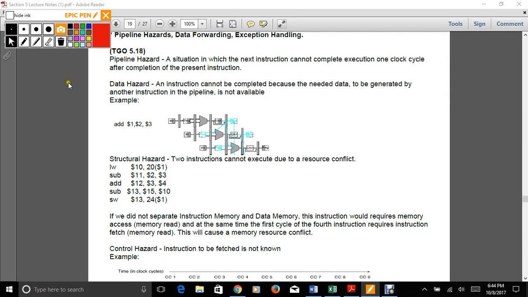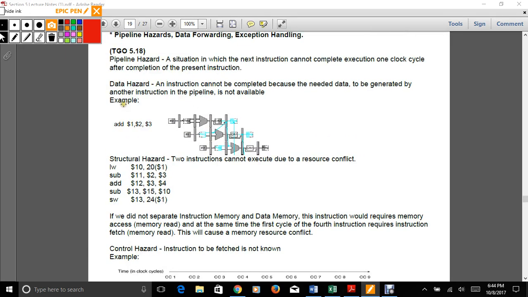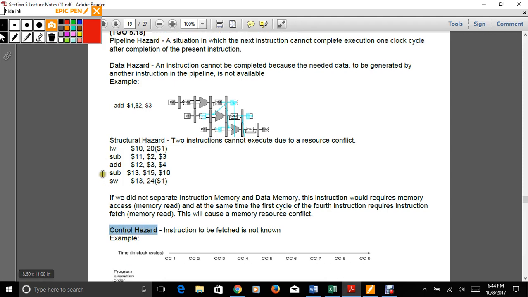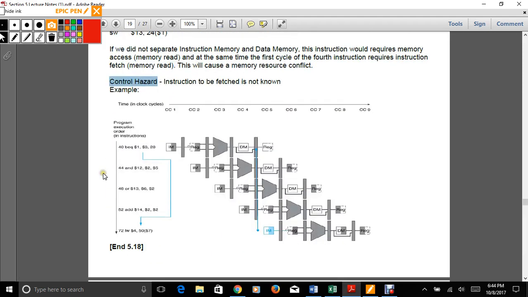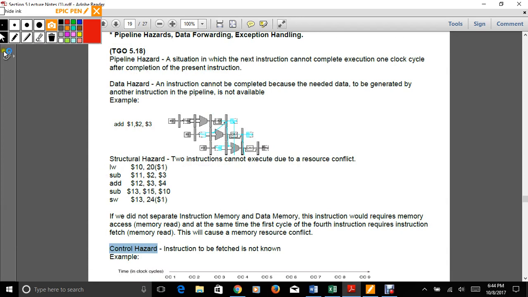this is going to be an exam question 5.18. It's going to be quite a bit. You have to define pipeline hazard and state the 3 types of hazards and give an example. And so I'm going to walk through these and I'm going to describe them and I'll tell you what the examples are.